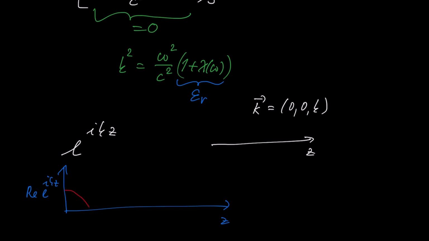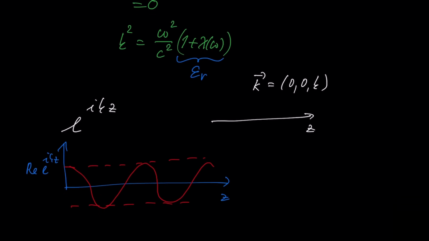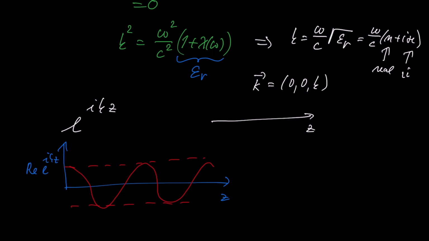The real part is a cosine, so it will look like this, for instance, with a constant amplitude if this k is real. However, now we can write that k is equal to omega divided by c times the square root of epsilon r, and epsilon r in fact does not have to be real. So we will define the real and imaginary part of the square root as n plus i kappa. This is the real part, and this is the imaginary part of the square root of epsilon r.